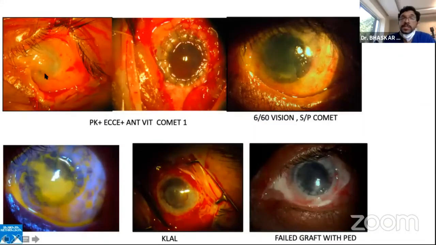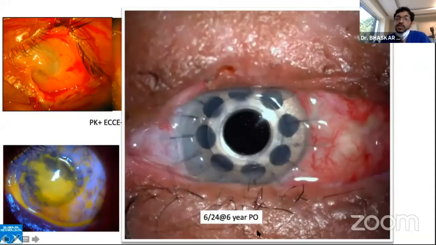Again, this patient also presented with a perforation along with the lid stuck to the globe. We did a PK along with the cultivated oral mucosal epithelial transplant to form the fornices. He got back about 6/60 vision for a reasonable period of time, but then the COMET failed. Subsequently, we did a keratolimbal allograft. Even that failed, and then we had to do a keratoprosthesis. But he's been maintaining 6/24 vision in that eye for the last 6 years.